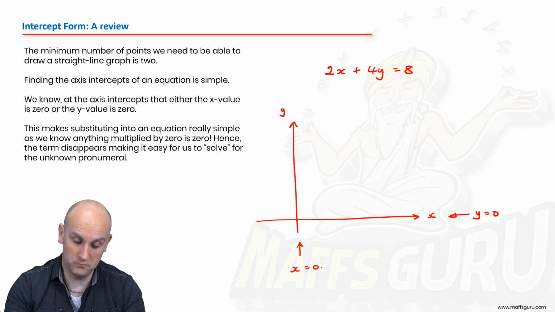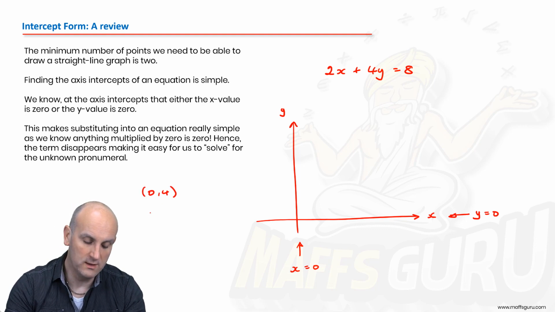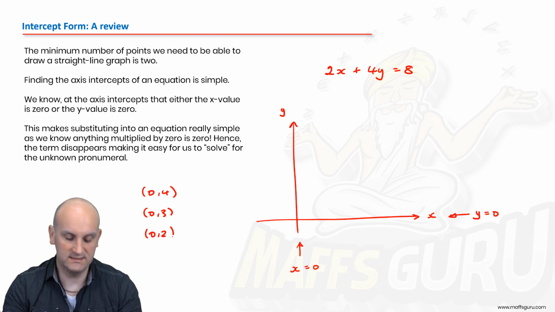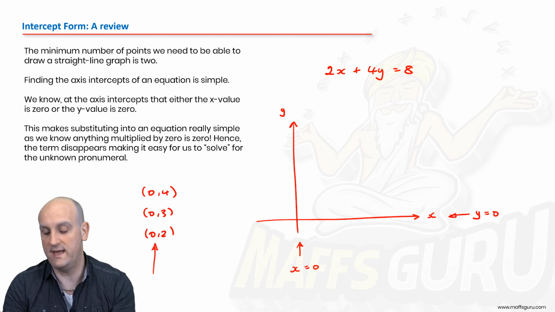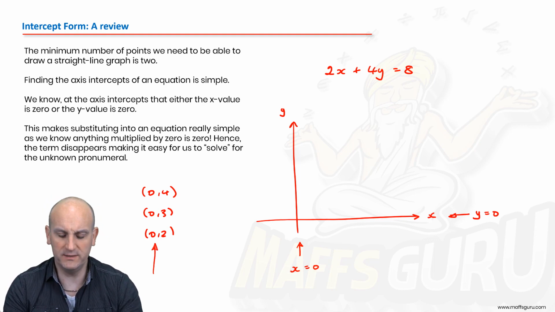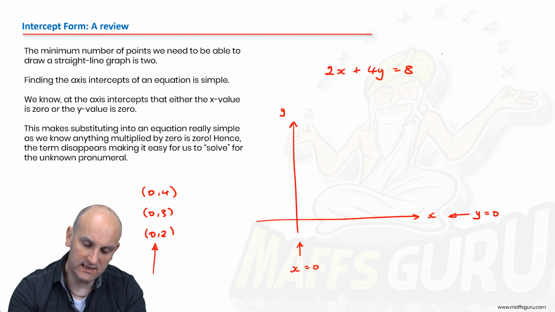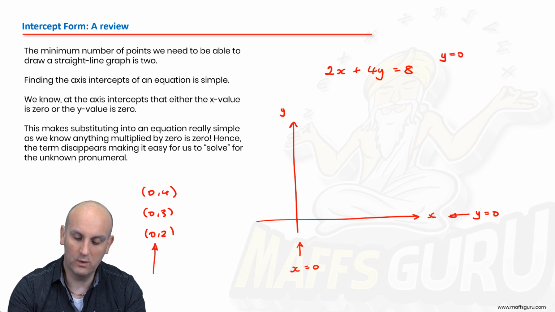If you don't believe me, what do we know? If you plot 0, 4, 0, 3, 0, 2, where do they all sit? They all sit on the y-axis, yes. So when the x values are 0, we know that it sits on the y-axis. How does that help us? Well, as I just said a moment ago, when you multiply by 0, things tend to disappear. So if I look at this equation here and I made y equals 0, what would happen?